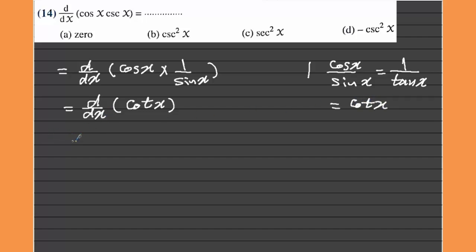So we have d dx cotan x. What is the derivative of cotan x? It is negative cosec square x, and we choose letter D.